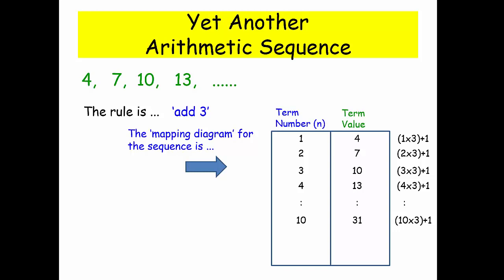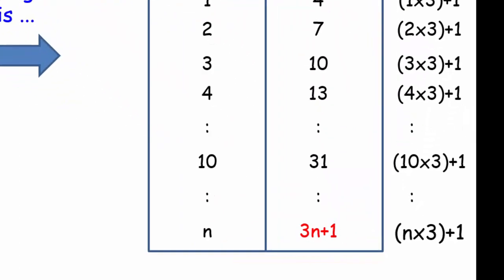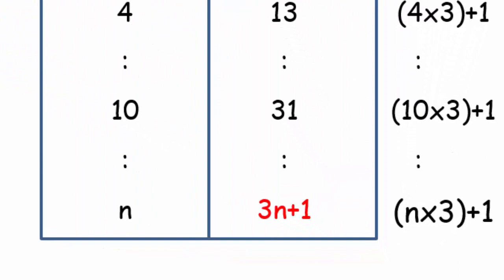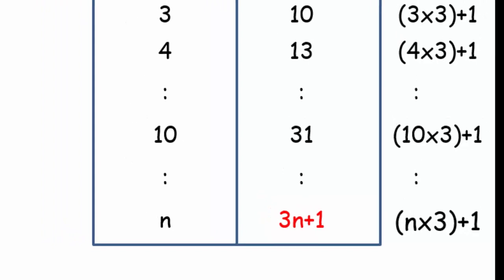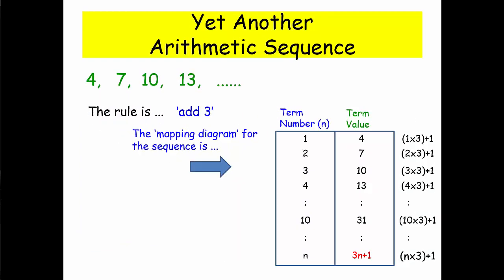Now, can I make this more generic? For any term n, what will be the rule and what is the value for that term? Well, the rule is going to be 3 times n plus 1, or n times 3 plus 1, which will end up looking like 3n plus 1. So the rule is the value of the nth term is 3n plus 1.